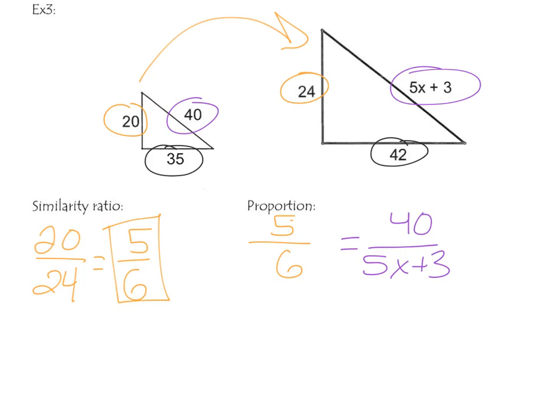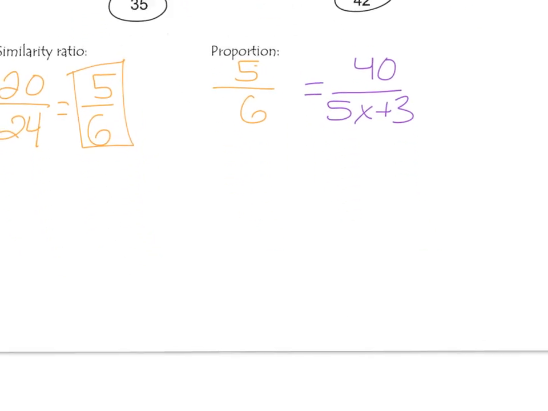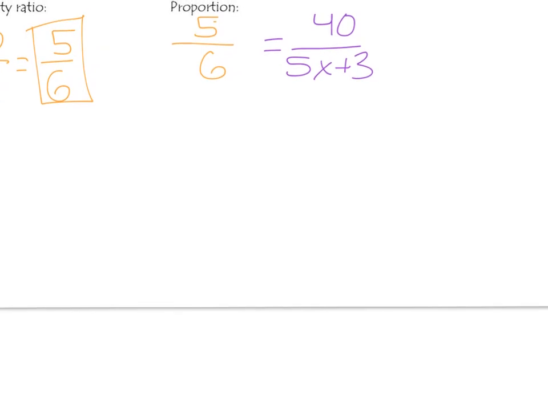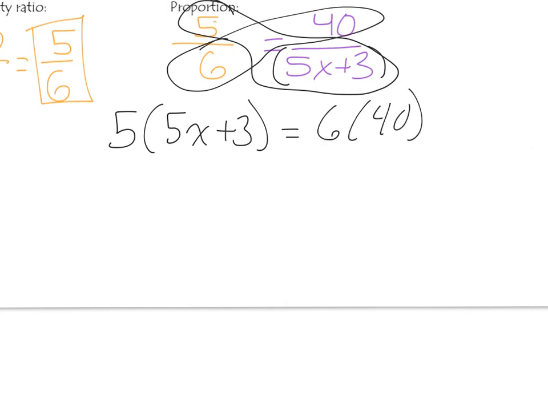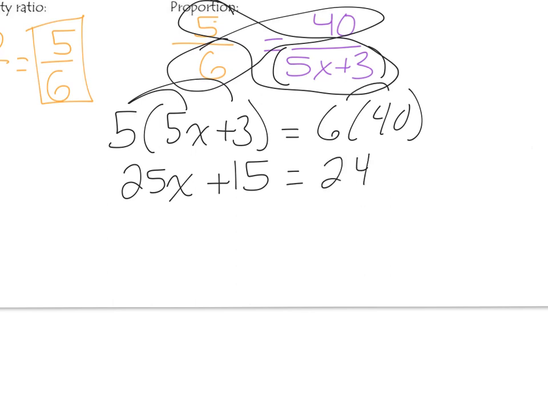So if I do a little cross multiplying here, I'm going to scoot this up so I have space. I'm going to do 5 times all this, and I have to put those in parentheses. It is 5 times that entire expression, which means I'm going to have to distribute. And then I have 6 times 40. So 5 times 5 gives me 25x. 5 times 3 gives me 15. 6 times 40 gives me 240.